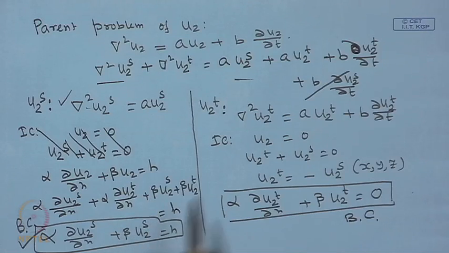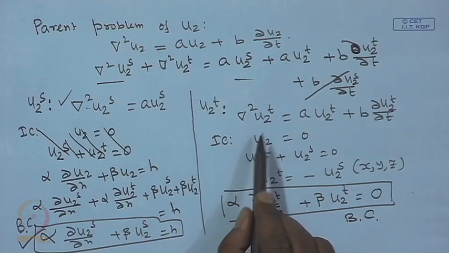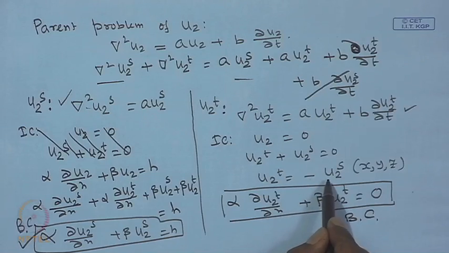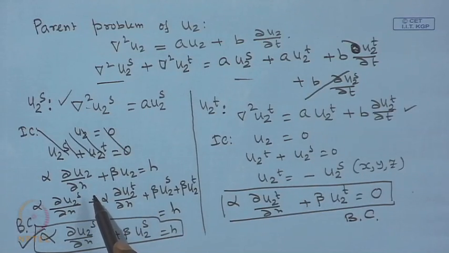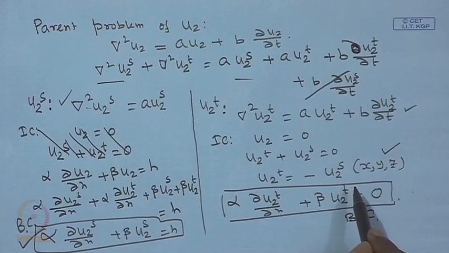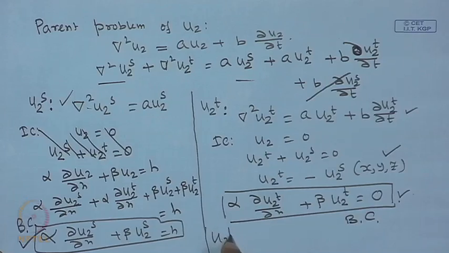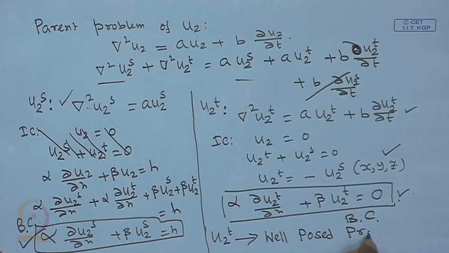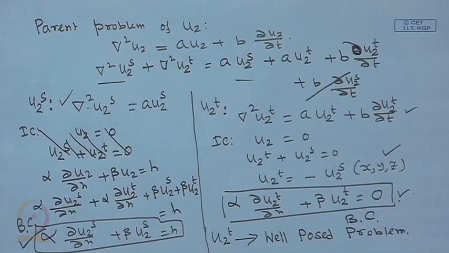Once that is known, then we come back to the transient part. In the transient part, this is the transient equation, and the initial condition is u2t is nothing but minus of the steady state solution. We have already known the steady state solution from here, and that will be used as the initial condition of the transient problem. And the boundary condition of the transient part is completely homogeneous. So, we have a non-homogeneous initial condition and a homogeneous boundary condition, and u2t has now become a well posed problem. So, we have converted u2t from an ill posed problem to a well posed problem.